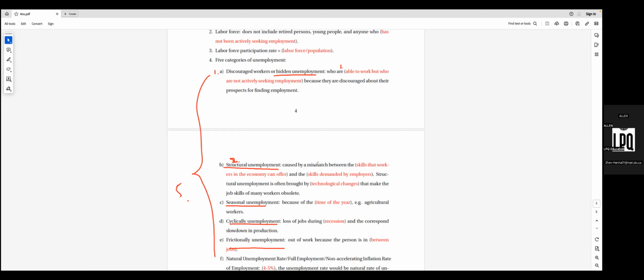So the keyword to understand structural unemployment is mismatch. I need to highlight this one. What is the mismatch? There is a mismatch between the skills you have as a job seeker and the requirements of the employers, the working skills you have. Those skills are not required by your potential employers. And usually this mismatch is caused by technological change, technological advancement.